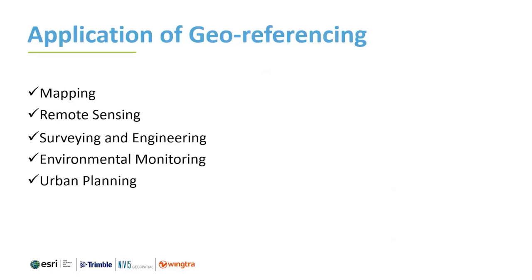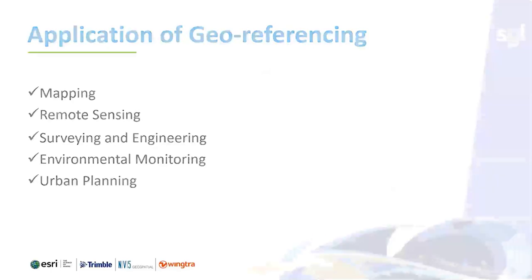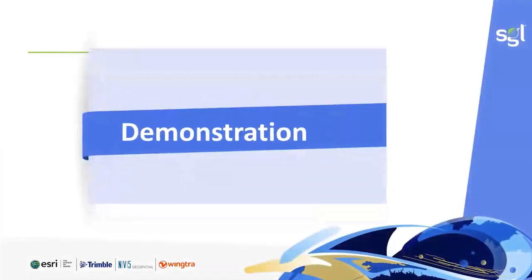So, in summary, georeferencing is a fundamental process in GIS and remote sensing, which helps to ensure that spatial data can be accurately aligned and integrated with other geographic information, enabling precise analysis and decision making. So, without wasting our time, let's go into the demonstration.